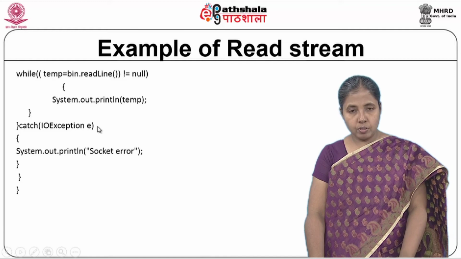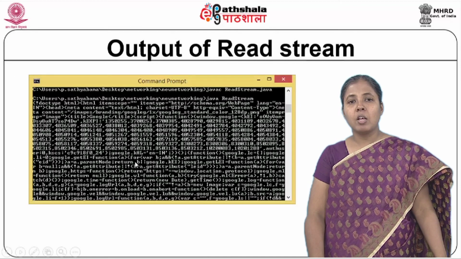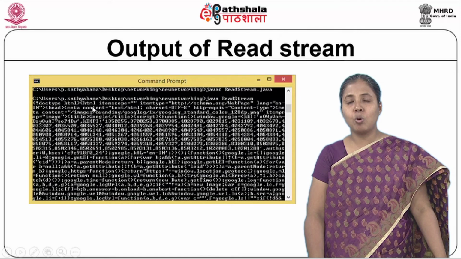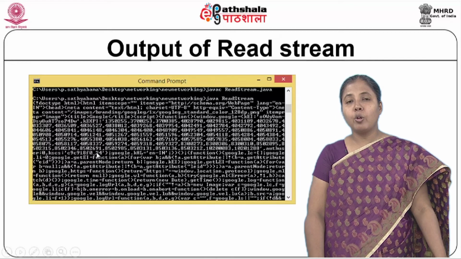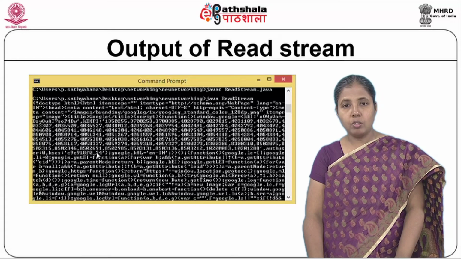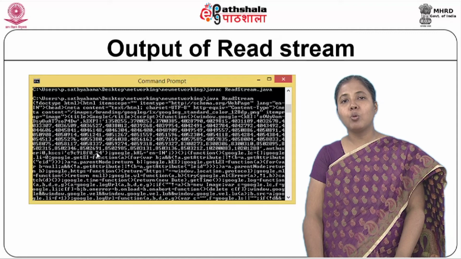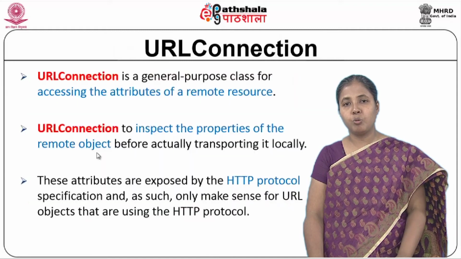Now you can see the output looking like this. You can see that the entire HTML source information of the page google.co.in is read. You are actually retrieving the entire URL and printing it on your screen. So, this is how you can read a stream using this URL class.